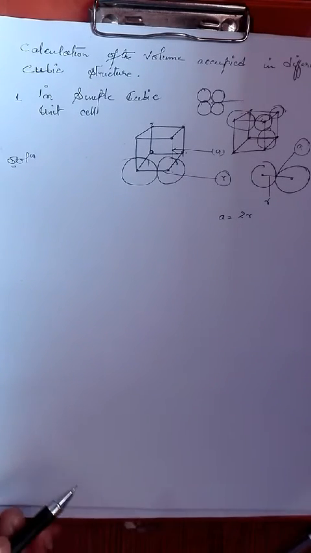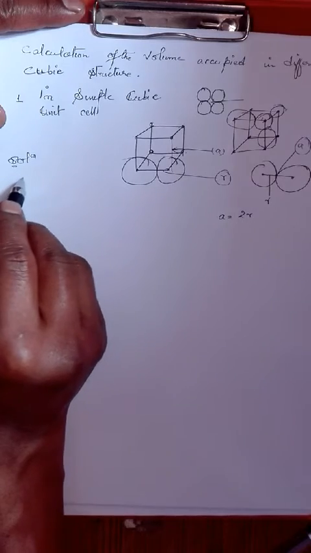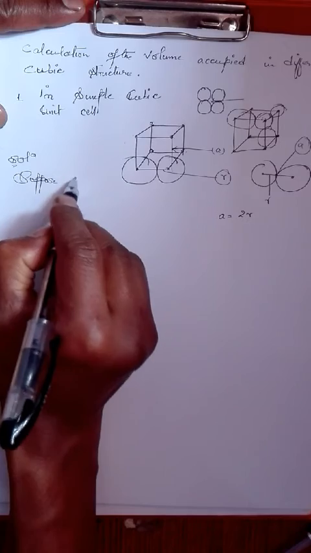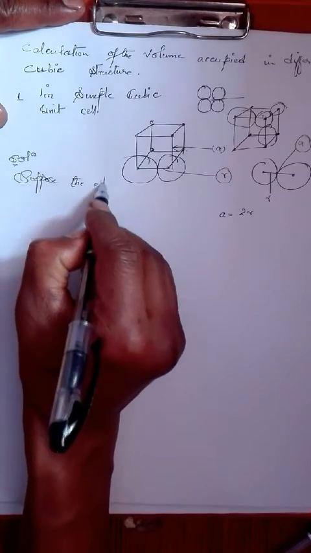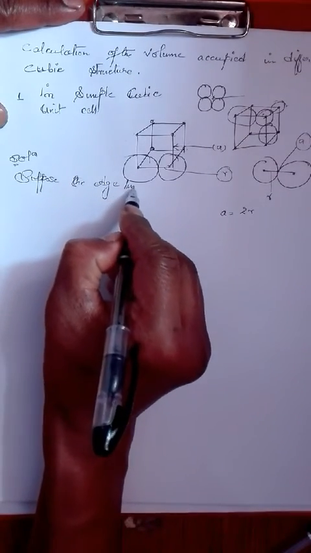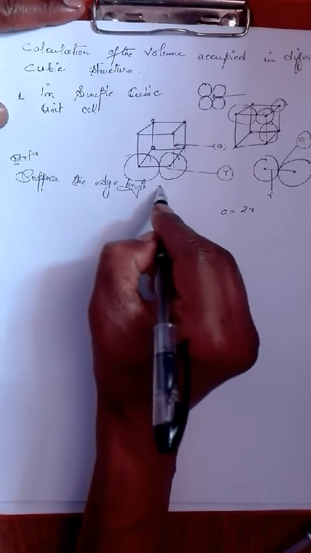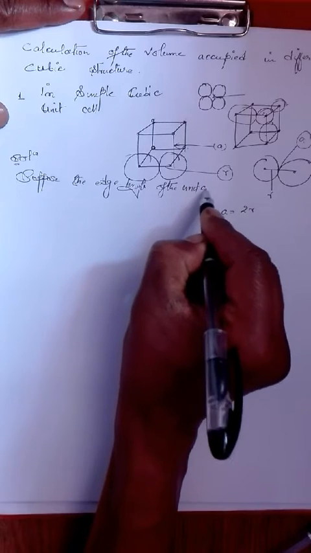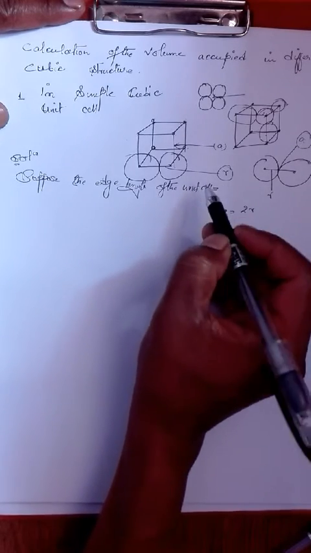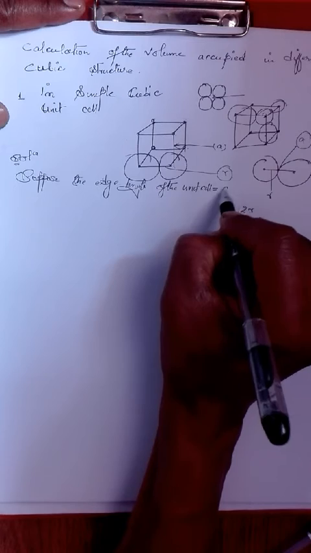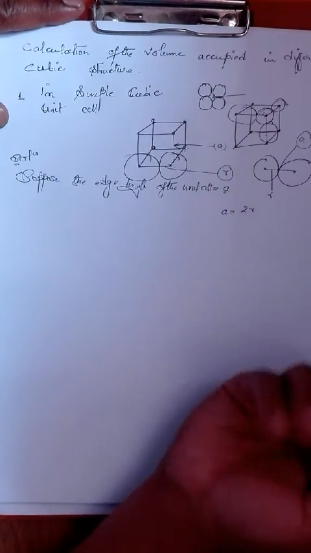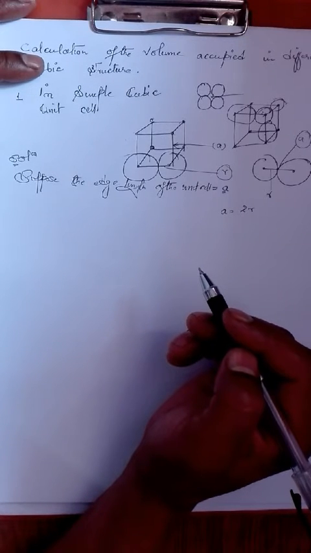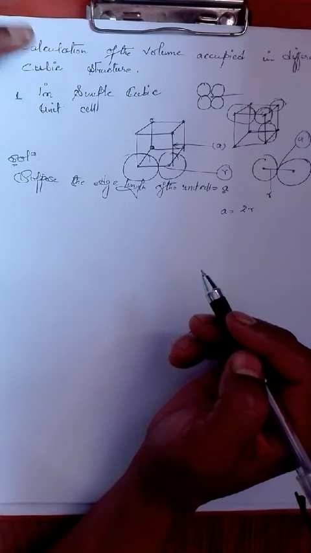Now, suppose the edge length of the unit cell is equal to A. I have not used any unit here. You can assume centimeter, picometer, Angstrom, and so on. But mostly we use a smaller unit here, like picometer, Angstrom, and nanometer, and so on.